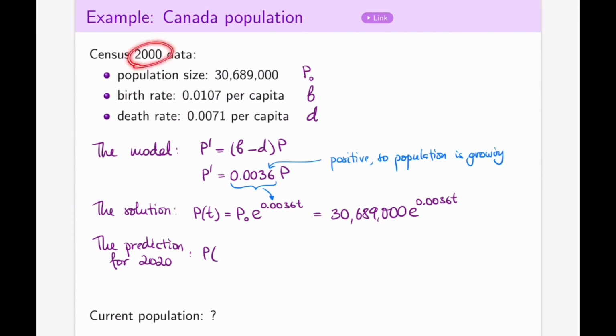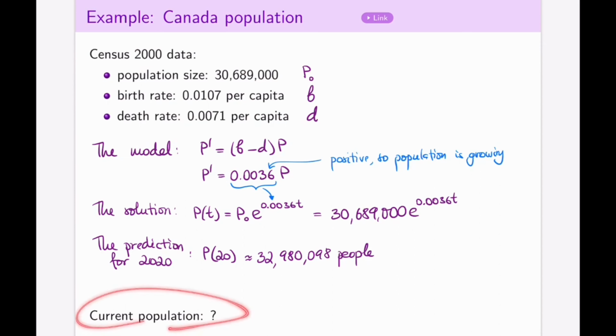Now my countdown started in year 2000, so 2020 will correspond to 20 years from then. If I plug in 20 into t and compute this number, what I am going to get as the approximate population is 32,980,098 people. Now, I'm not including decimal people because that's not a thing. So this is my approximation for the population based on the model from the Census 2000 data.